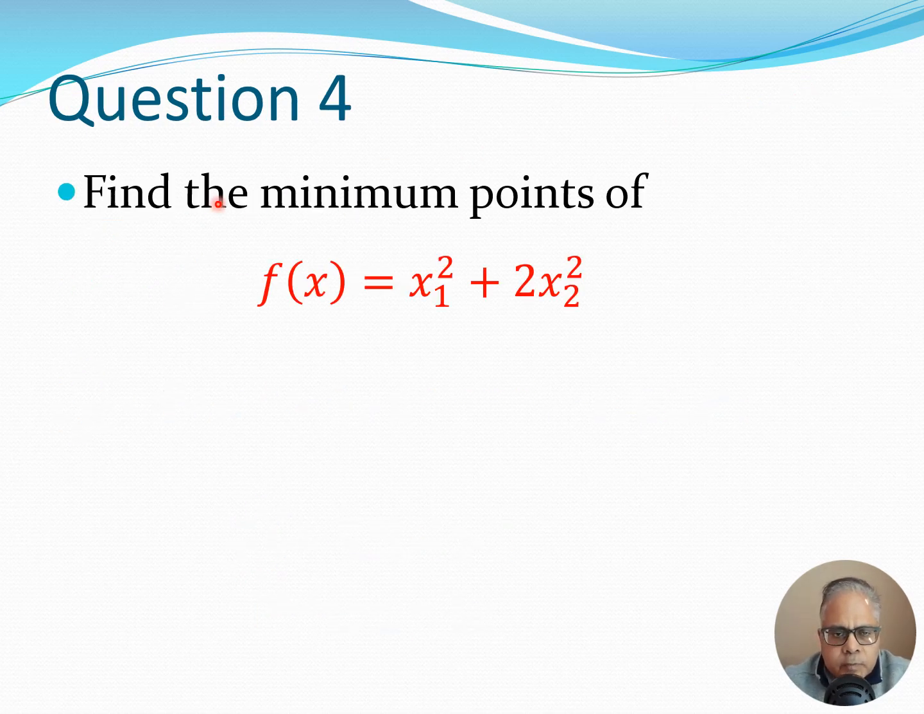Now let's try to slightly complicate our life by looking at this two-dimensional function, and this is a very simple two-dimensional function. f(x) is x1 square plus 2 x2 square. I'm just keeping this x notation here, I'm not putting any bold here. I hope you understand that in all these cases this is simply a multi-dimensional or multivariate function. So now I have to find the minimum points of this function, so let's try to do that.